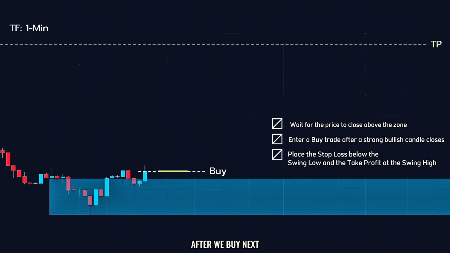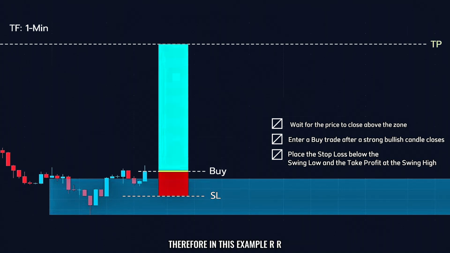After we buy, next we will look at stop loss and take profit. Our stop loss will be under the swing low. Here, the price rises and creates a new low before it rises back up. Therefore, this point is our swing low. We can set a stop loss and mark the position. As for TP, it's very easy. We use the TP that was set from the beginning in the 15-minute time frame. Therefore, in this example, our RR will be around 5-to-1 or 6-to-1.